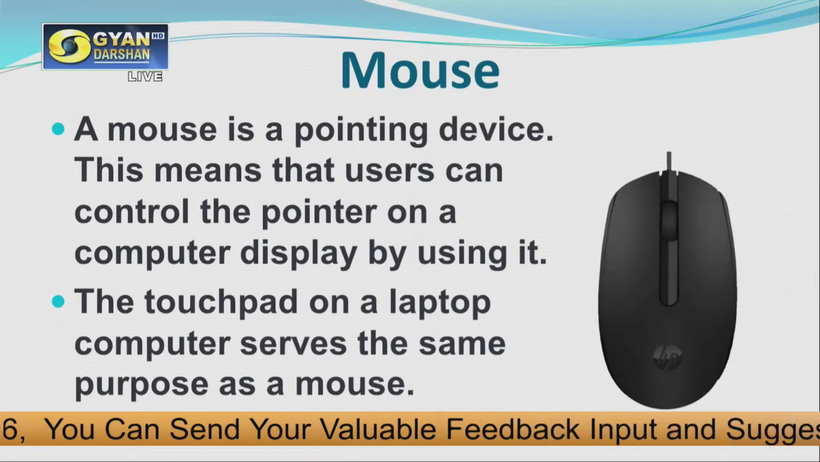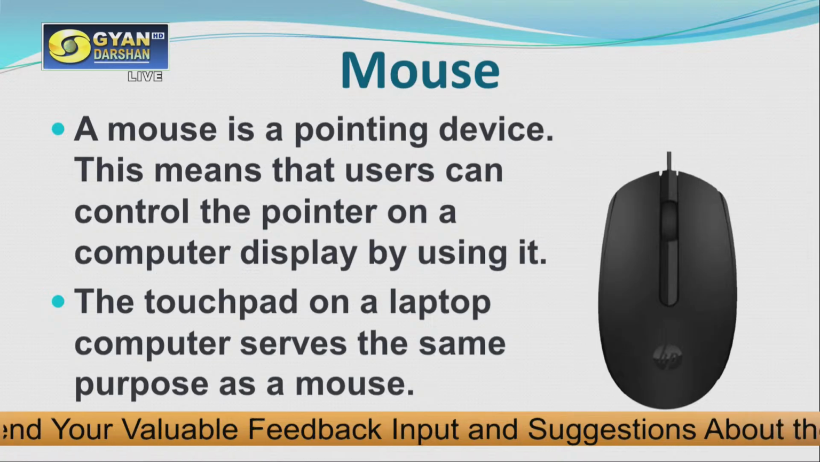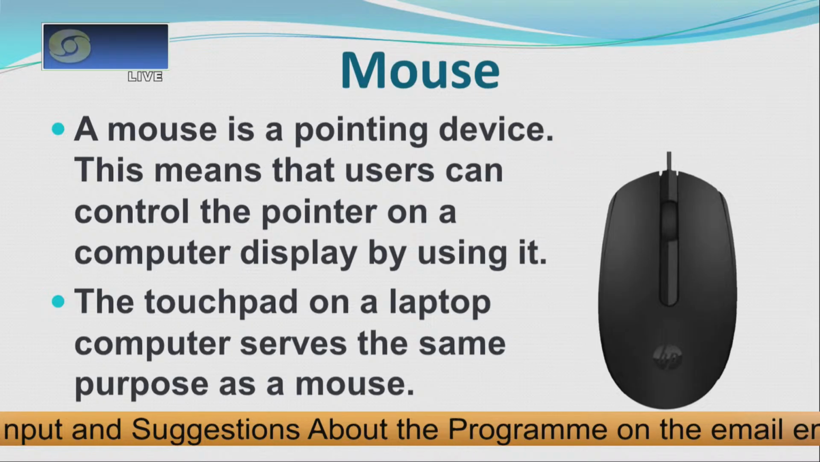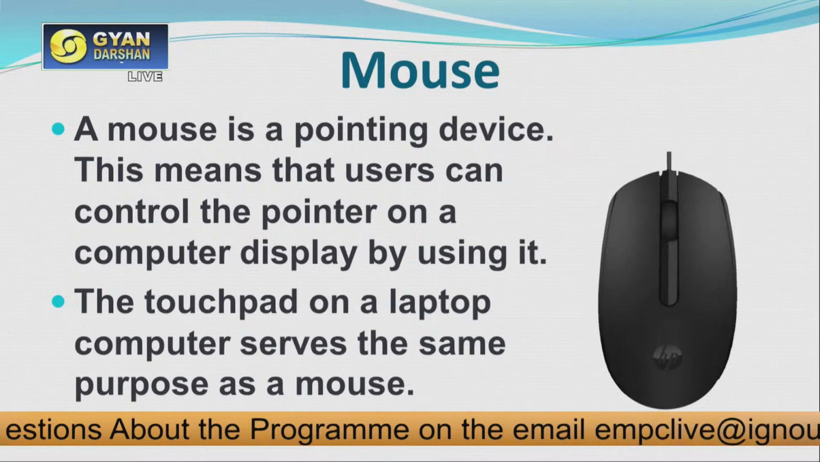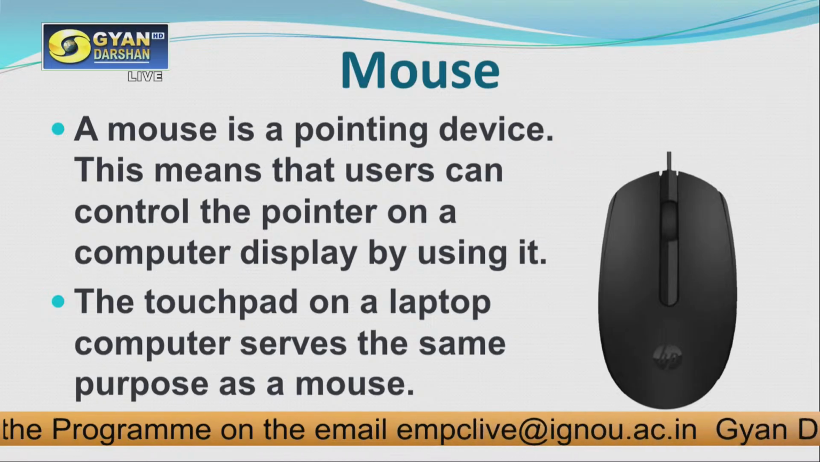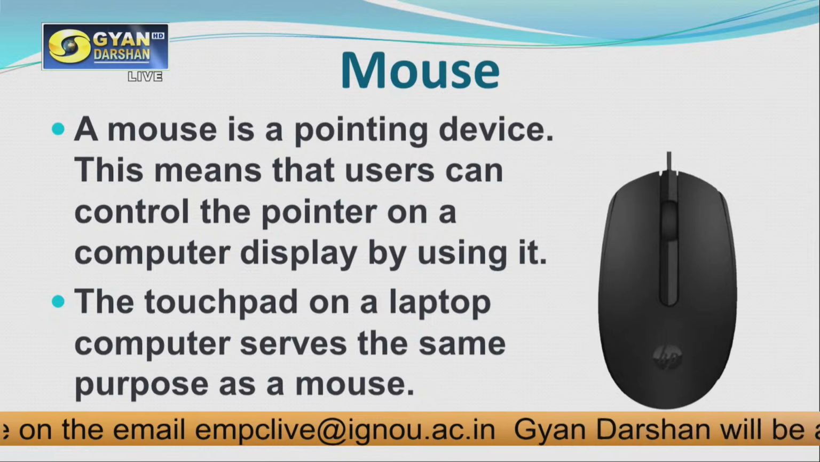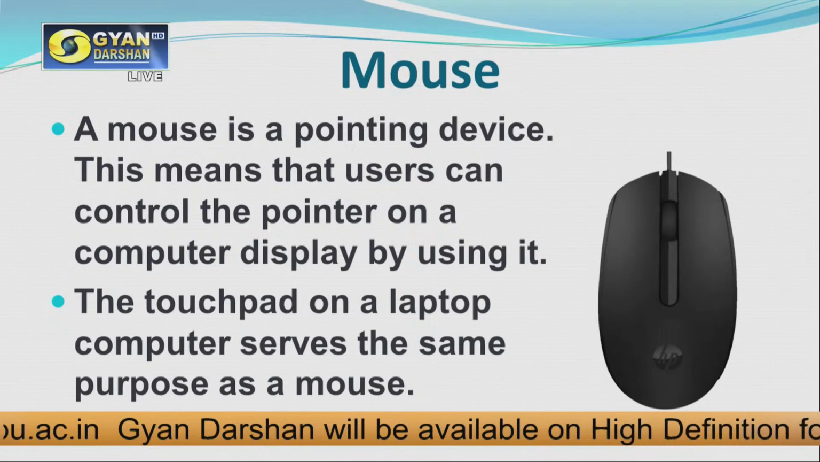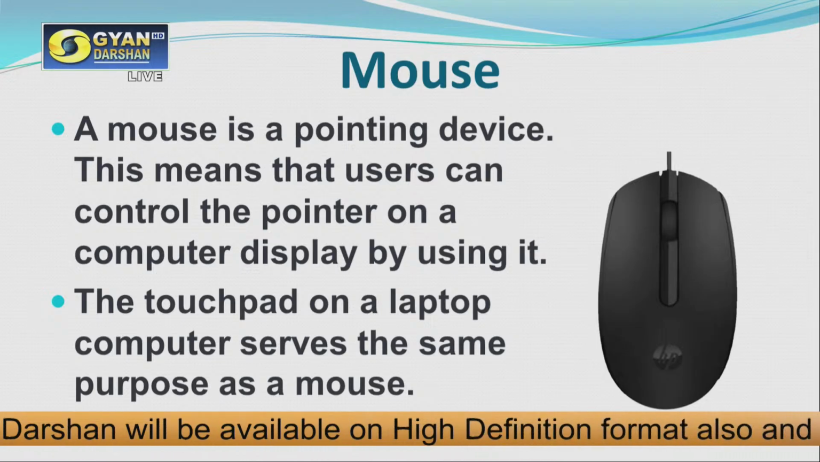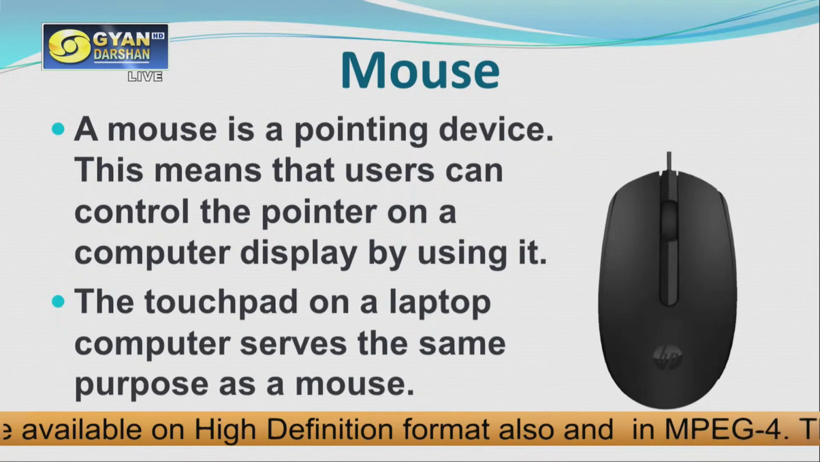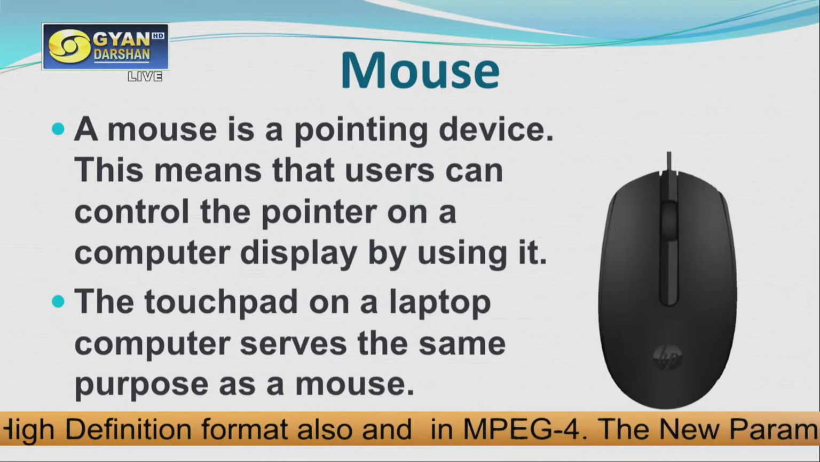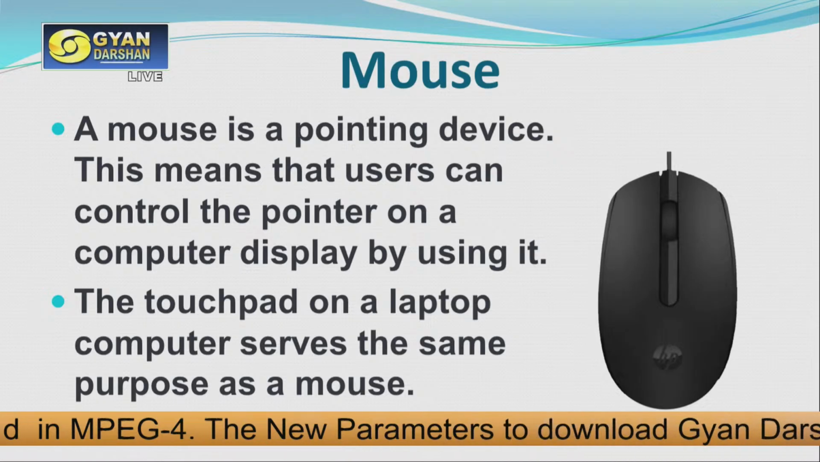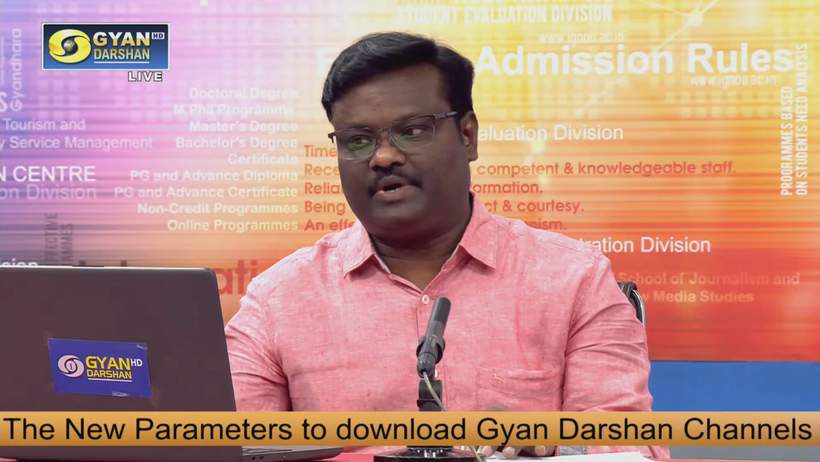So this mouse is a pointing device which prompts the user to click on something, some reference link, or you can point that device at some text box, and then you start typing. It will be taken as an input. So the touchpad on a laptop, as I told you, serves the same purpose as a mouse. Suppose you don't have the mouse, obviously on the laptop we use the touchpad, and the same functionality we have using the mouse is applicable in the touchpad also.